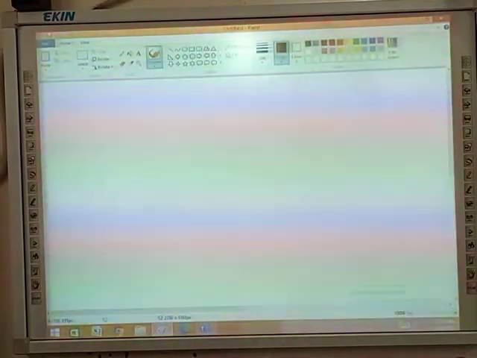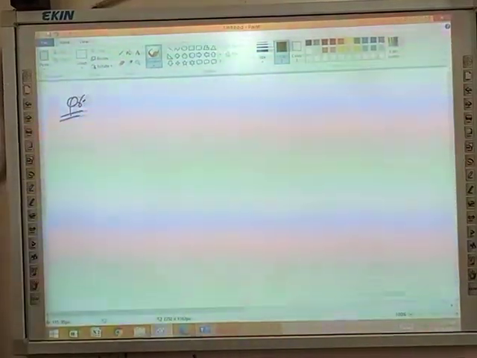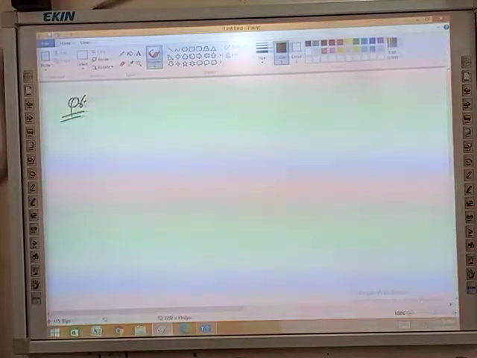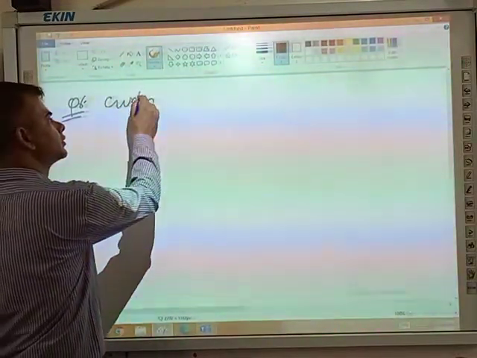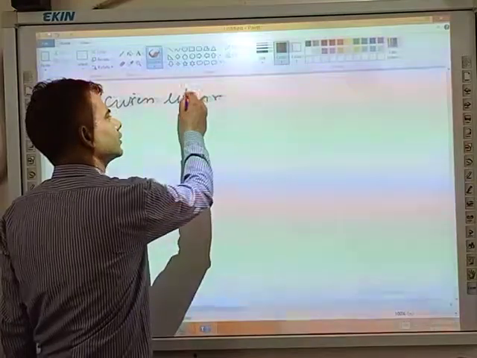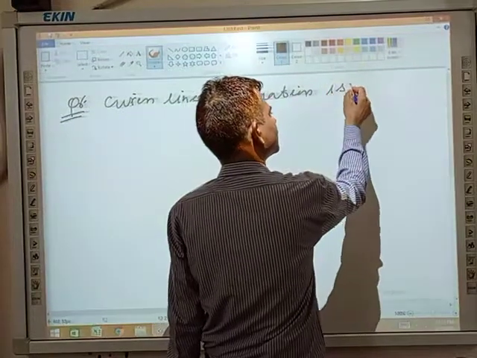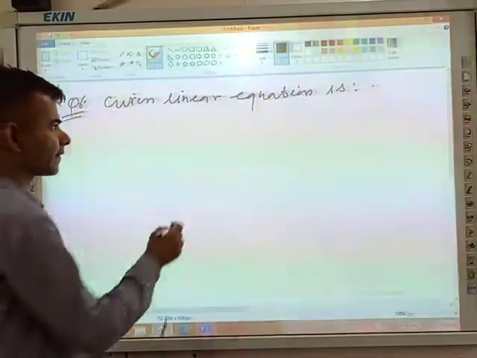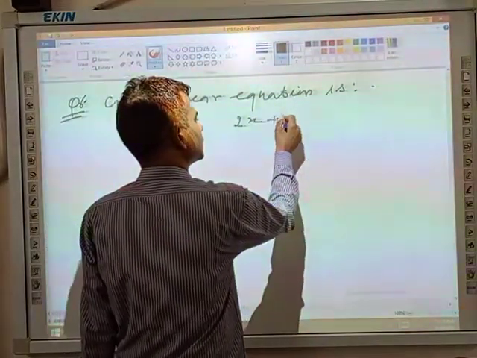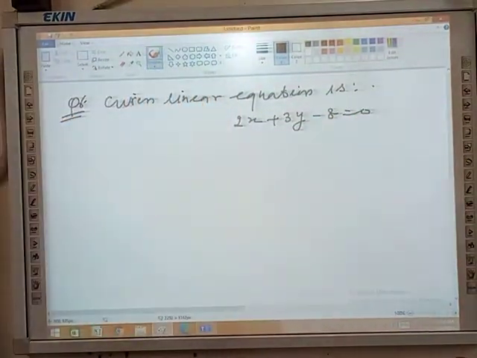Students, question number 6. Given the linear equation 2x plus 3y minus 8 is equal to 0. The given linear equation is 2x plus 3y minus 8 equal to 0.